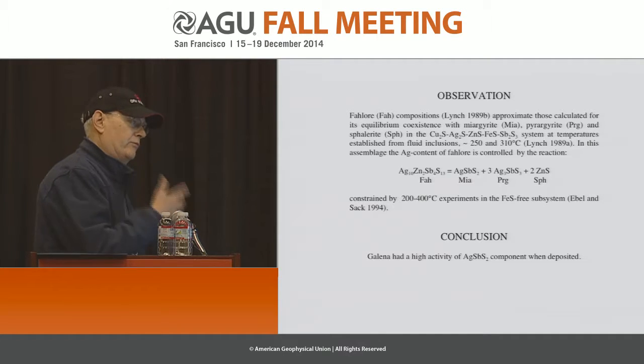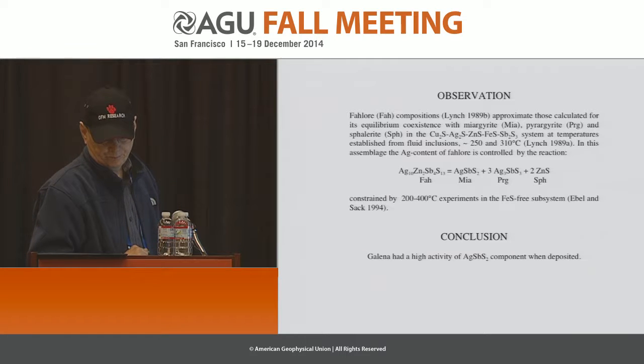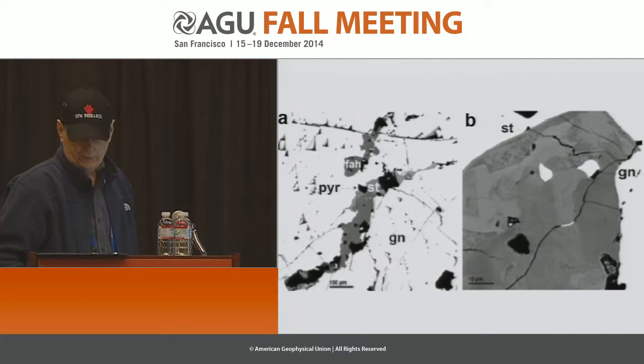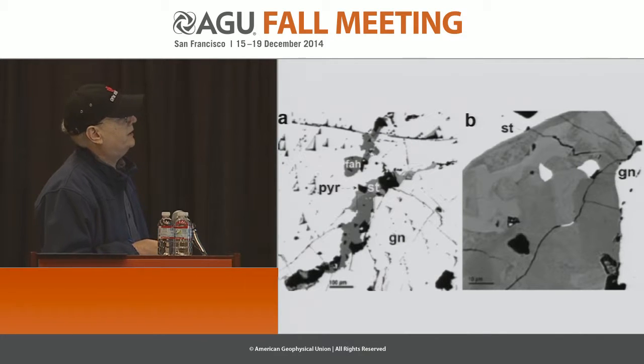And I had to get them through an intermediary, Nick Foit, and he'd already sequestered them. And when I looked at them, I basically corroborated his findings, except that I found a very interesting feature that I wasn't looking for but was glad to find, and that was this fahlore grain here that shows this evidence of unmixing into silver-rich and silver-poor varieties.